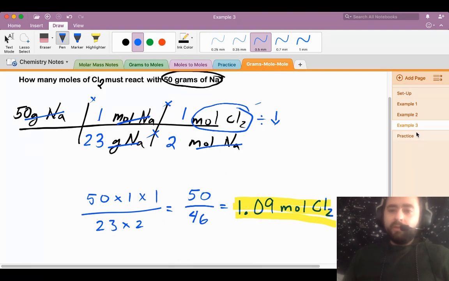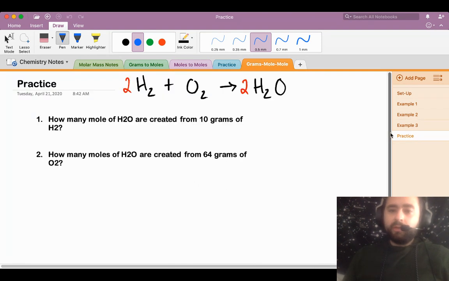So for practice, here are 2 questions. It's going to be using the water formula. 2H2 plus O2 gives you 2H2O. So how many moles of water are created from 10 grams of H2? The next one, number 2, is how many moles of water are created from 64 grams of O2?